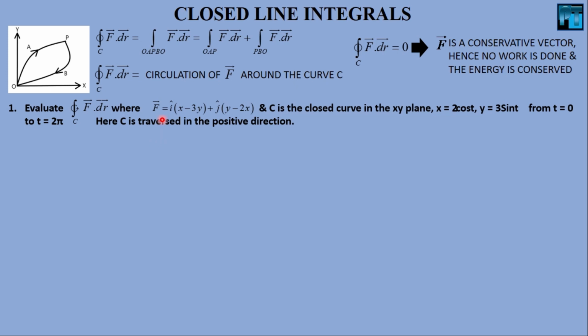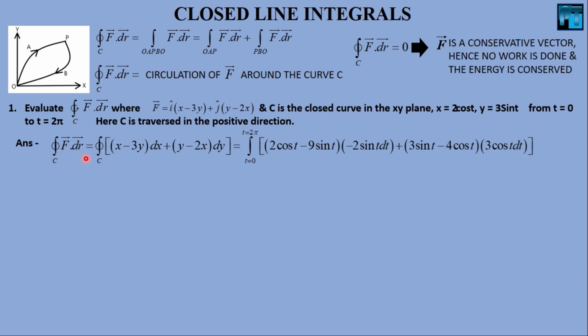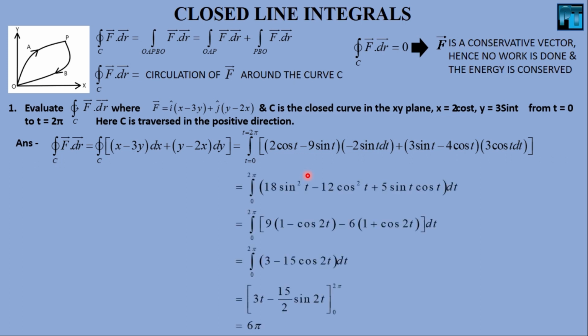So first we have to evaluate this f dot dr, and then we have to put these parametric forms: x equal to 2 cos t, y equal to 3 sin t, where t varies from 0 to 2 pi. This is the simplest one. Now this is our f dot dr, that is (x minus 3y) dx plus (y minus 2x) dy. We have x equal to 2 cos t, then dx equal to minus 2 sin t dt, y equal to 3 sin t, then dy is equal to 3 cos t dt. After putting all the values in terms of t, we have this.